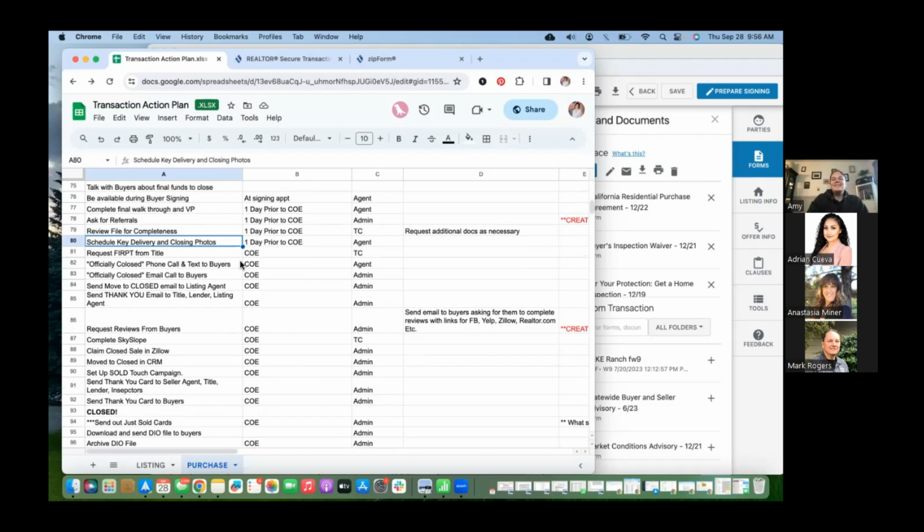At close of escrow, now we're going to request that FIRPTA from title or the seller's affidavit of non-foreign status. Oftentimes that automatically gets sent over to us once they give us notice that we're on record. They balance out that closing sheet. They usually send us the FIRPTA, the final settlement statement, and then they prepare the check package to go to the office. We're going to make that officially closed.